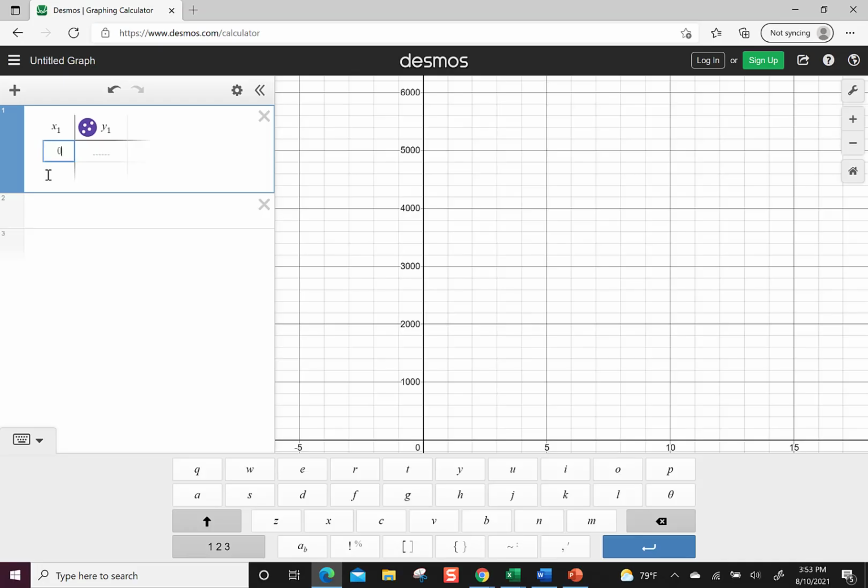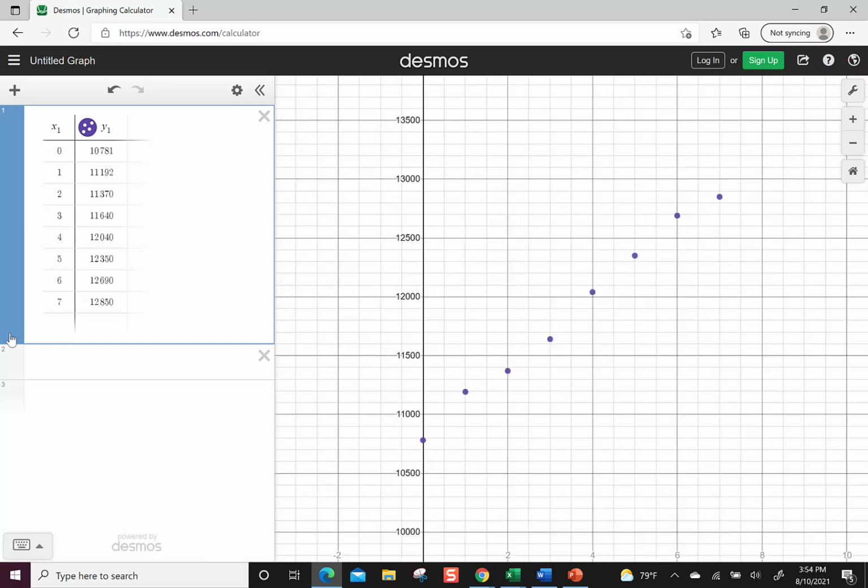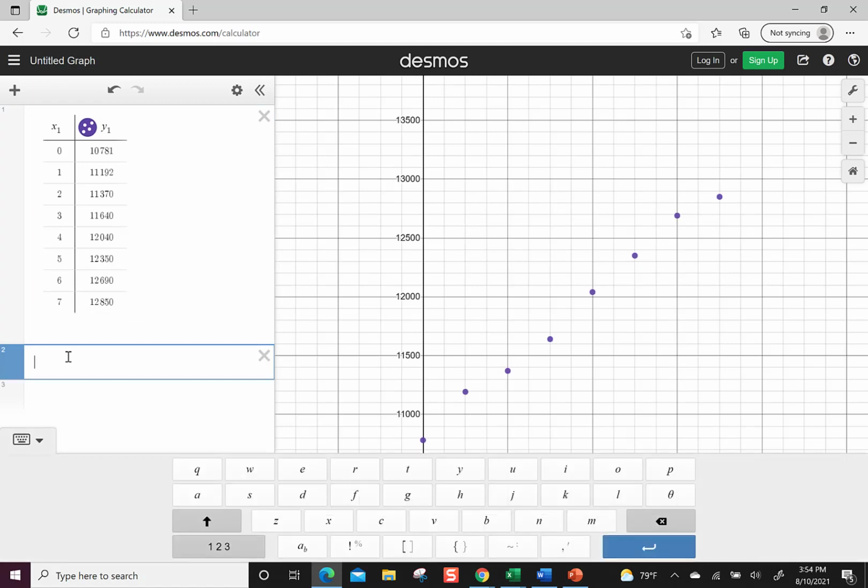So I'm going to start my table by typing 0, 1, 2, and then if you watch, it's going to start popping up 3, 4, 5, 6, 7. That saves me a little bit of time, and then I can type in the values for my averages. Once I have all the values in, I am going to hit the zoom so I can see the relationship and see what it looks like. We're going to do both of them. We're going to do both linear and exponential.